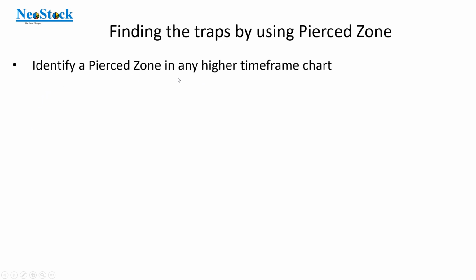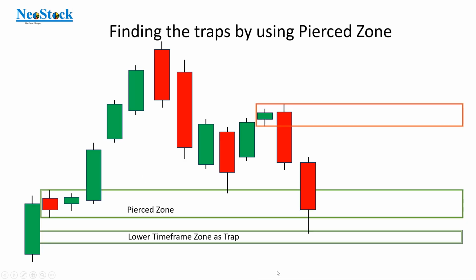Okay, identify your pierced zone in any higher time frame chart: daily, weekly or monthly charts, sometimes 75-minute high liquidity zones. Next, after that, what do you have to do? Go to the lower time frame. Which lower time frame? Maybe one lower time frame, or two, or three, depending on which time frame is supporting when the zone is pierced. Maybe here you have only the 5-minute time frame; 15 minutes and 75 minutes are not there in this area.